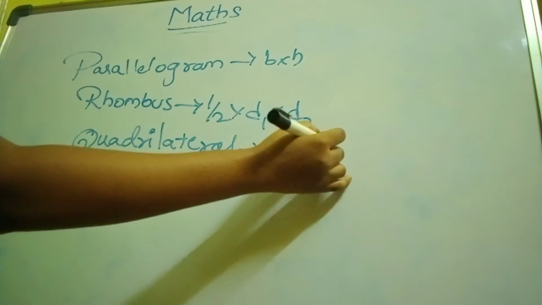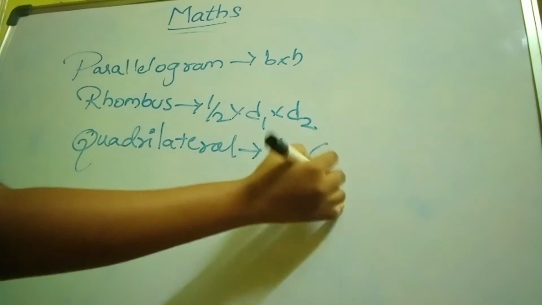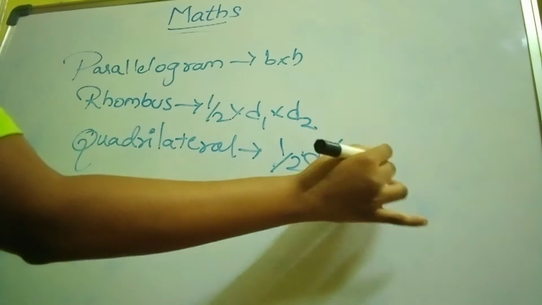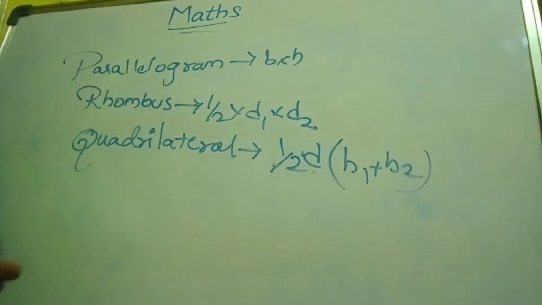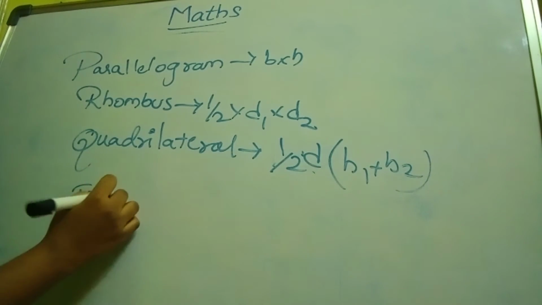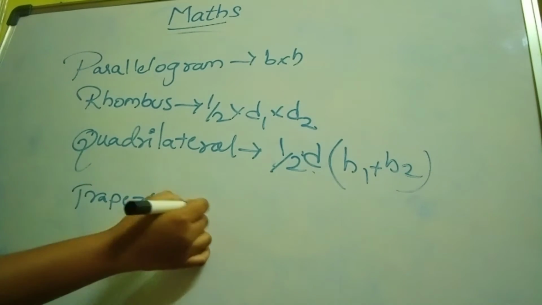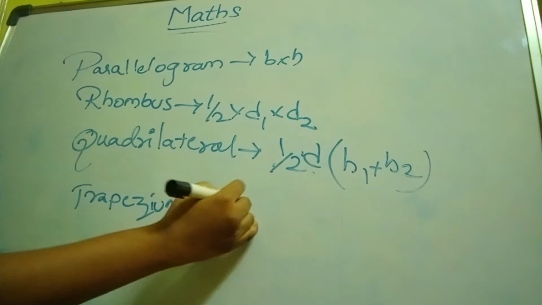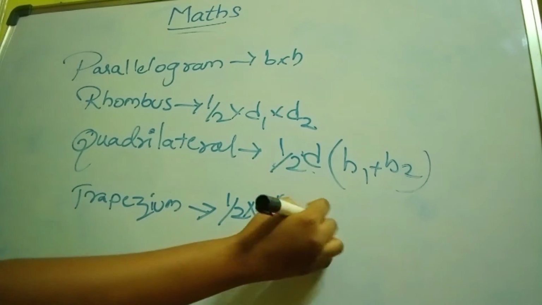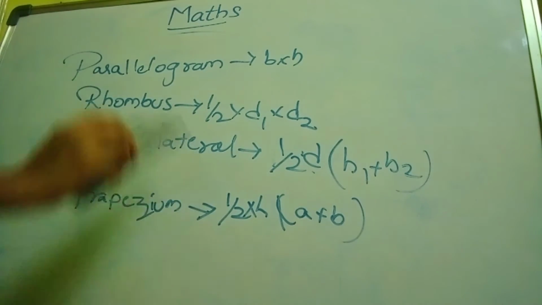Half into d into h1 plus h2. Okay. Now trapezium. So what is the trapezium formula? Half into h into a plus b.